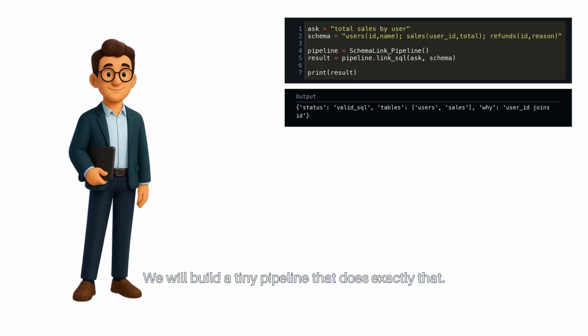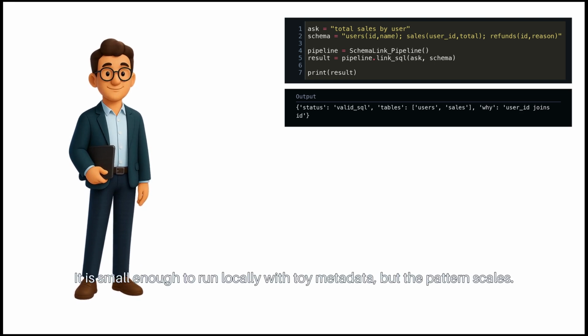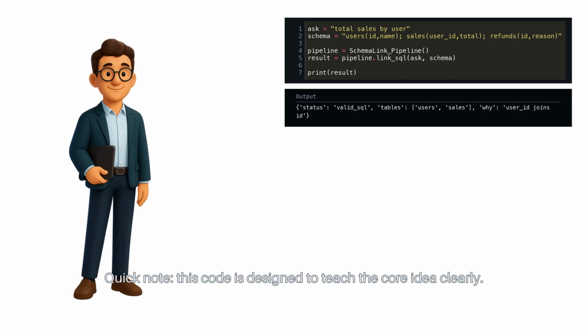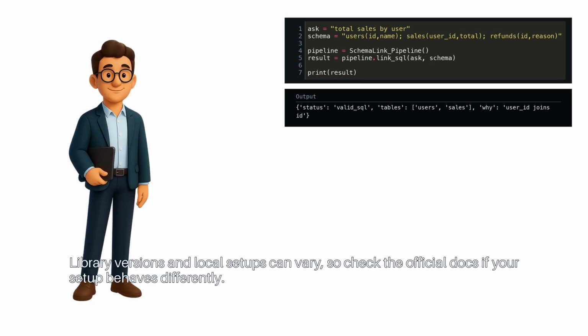We will build a tiny pipeline that does exactly that. It is small enough to run locally with toy metadata, but the pattern scales. Quick note, this code is designed to teach the core idea clearly. Library versions and local setups can vary, so check the official docs if your setup behaves differently.